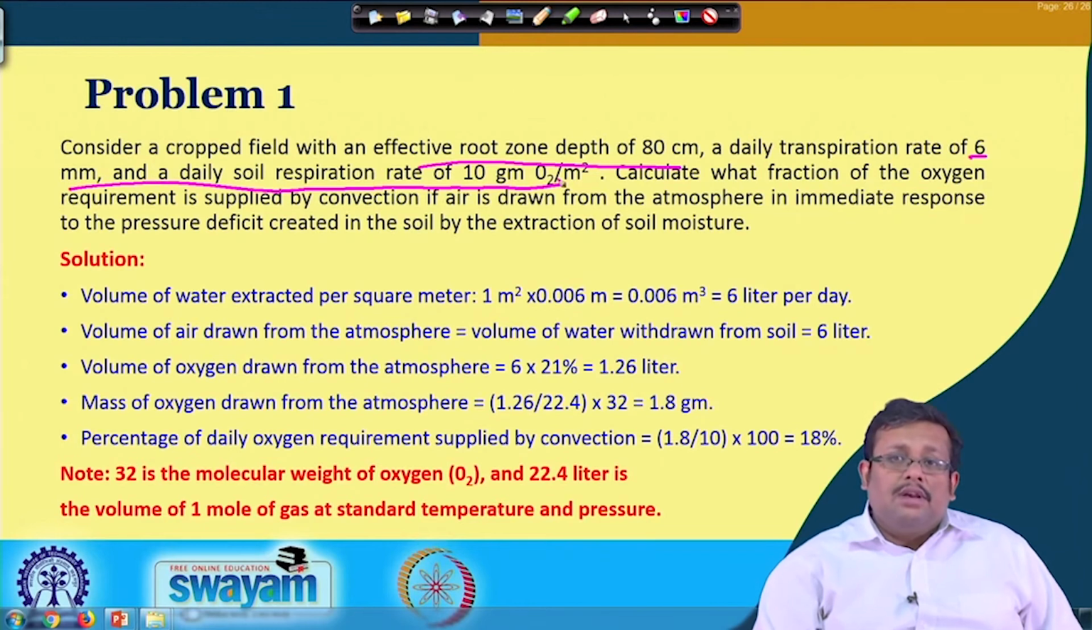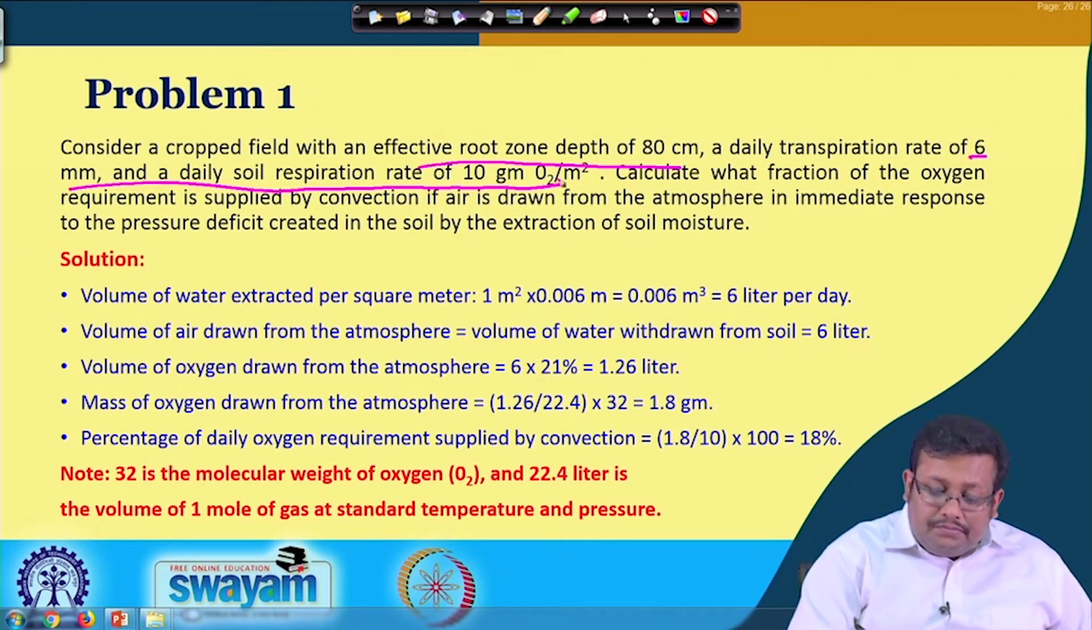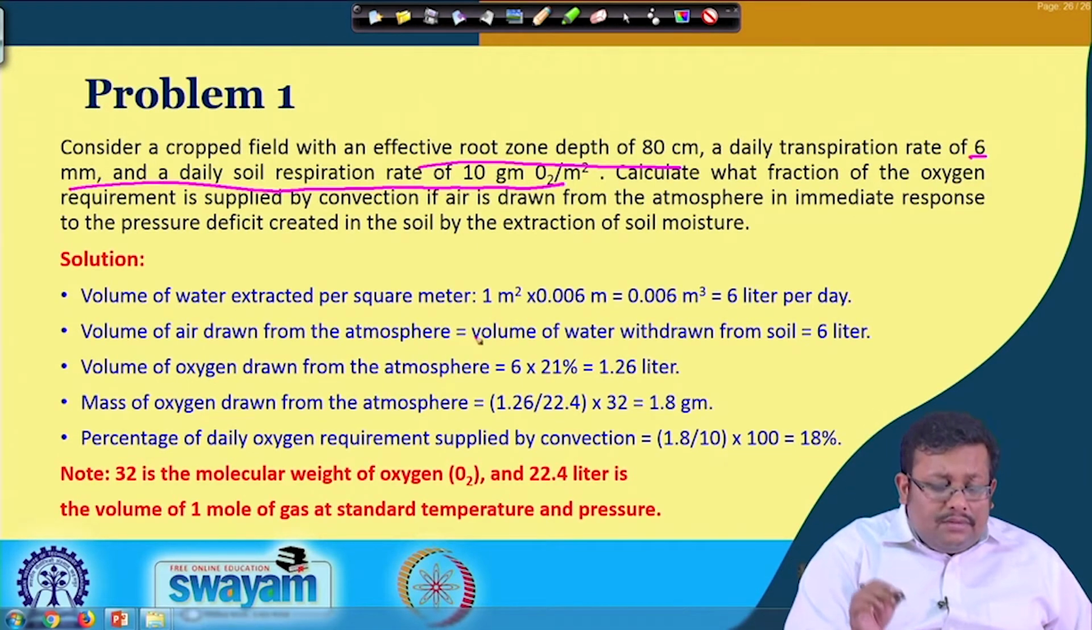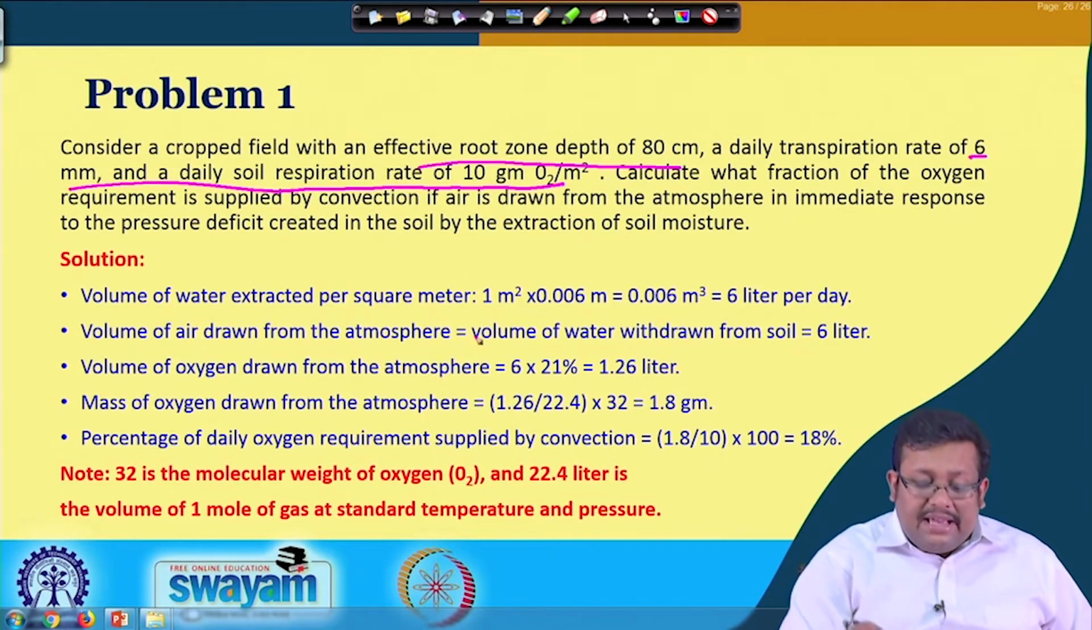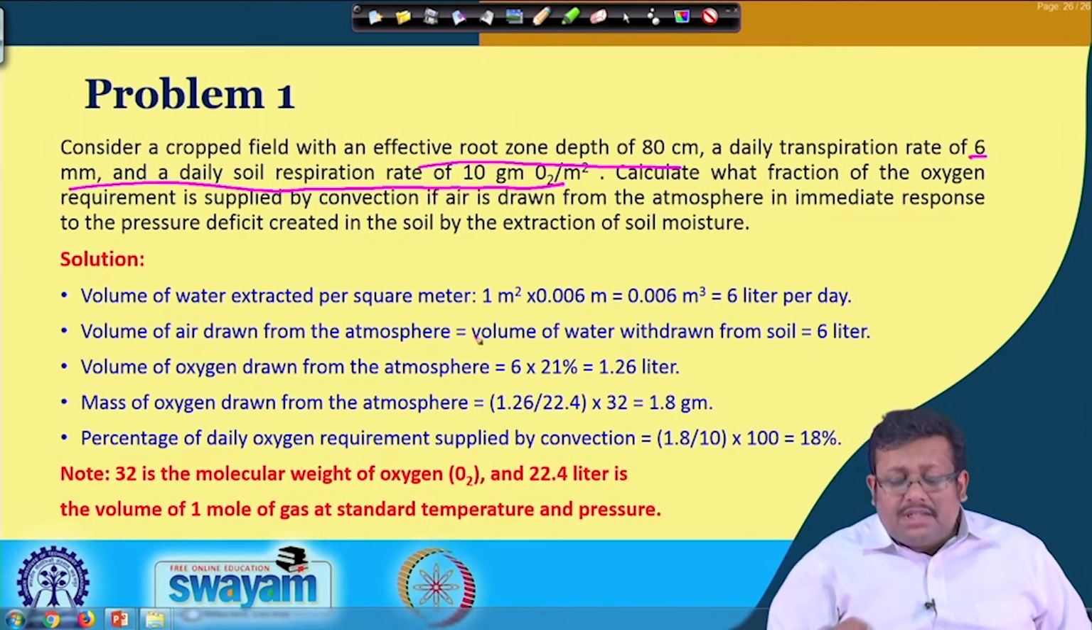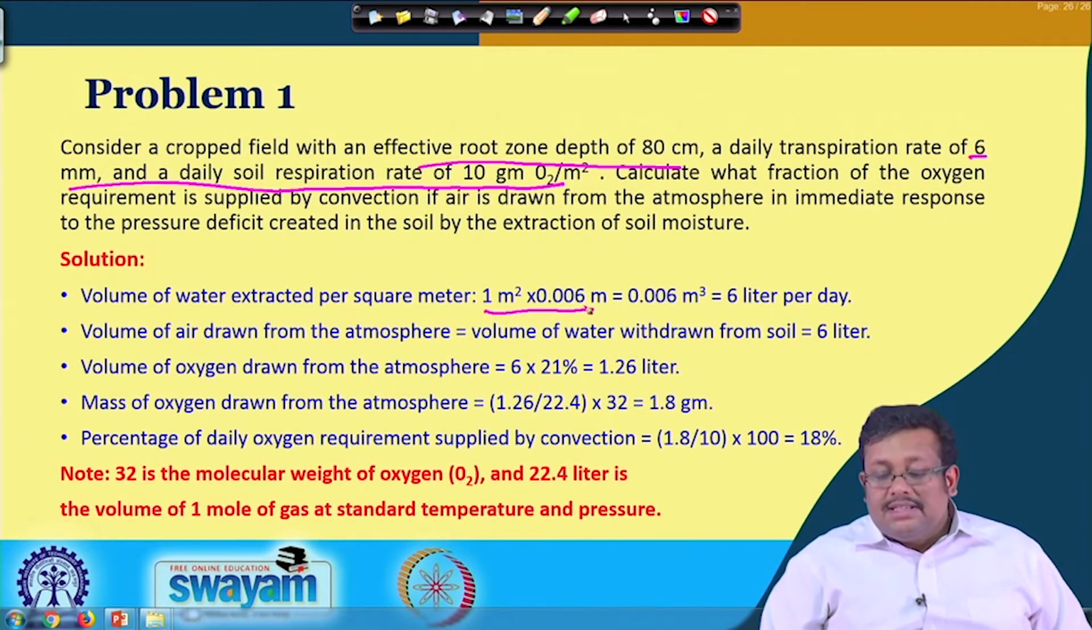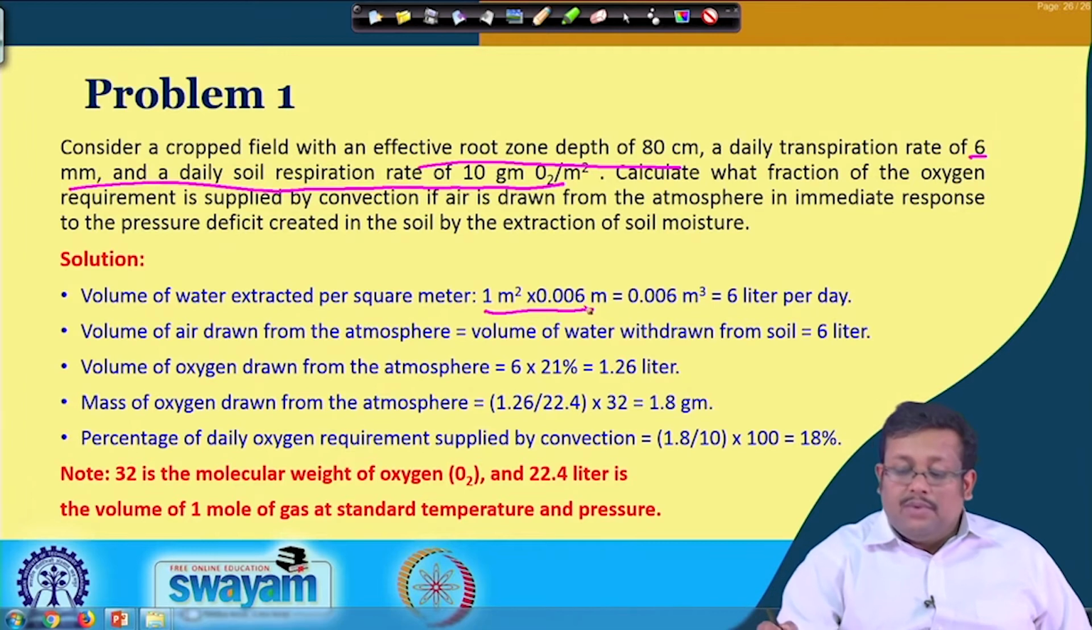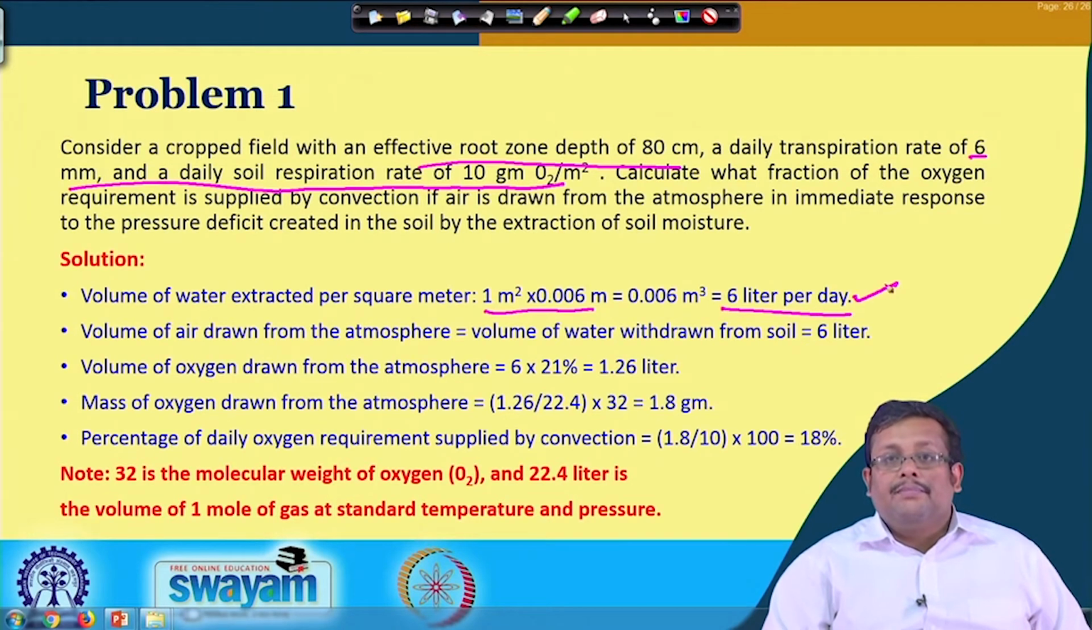So let us first calculate the volume of water that is being extracted per square meter. The volume of soil water that is being extracted per square meter by the crops through the transpiration process is 1 square meter multiplied by 0.006 meter. Because we are converting 6 millimeter to meter, we get around 6 liter per day.